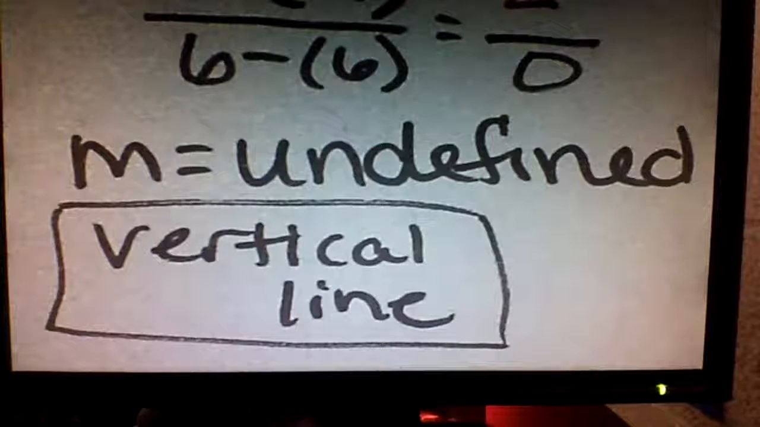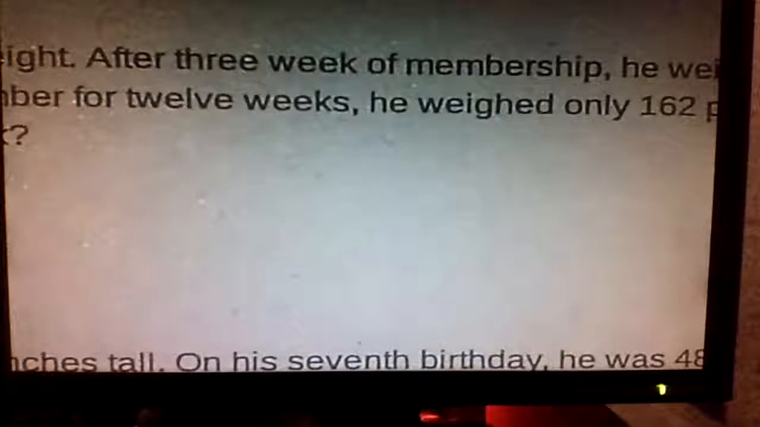Okay, this clues in on page 34. And you need to get out your last one, slope from scenarios. Yes, 34.